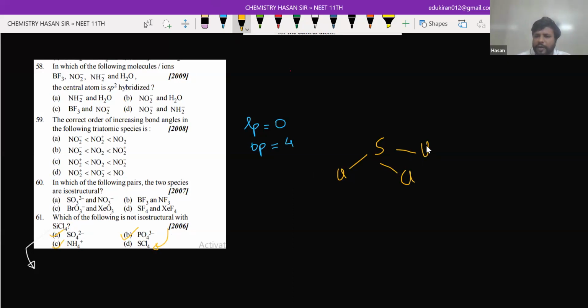And how many electrons does the 16th group have in the outermost shell? The 16th group has 6 electrons in the outermost shell. That's why there will be 4 involved in bonding and one lone pair is there. So this is the correct answer. Got it? SCl4. Yes, sir. Okay, sir.